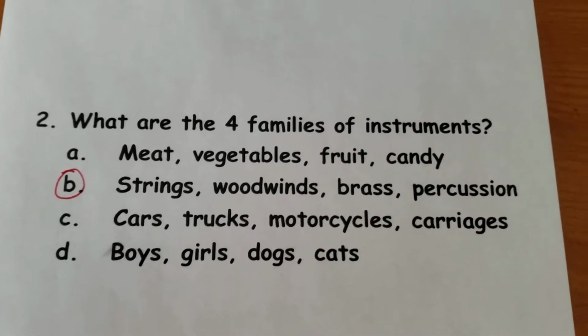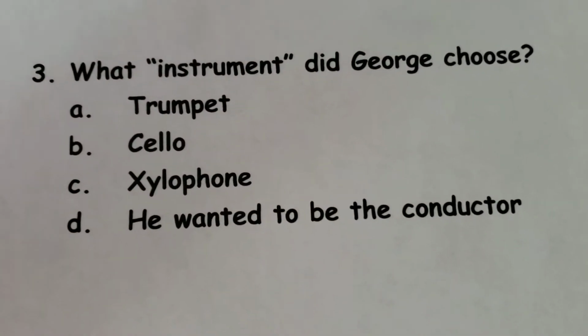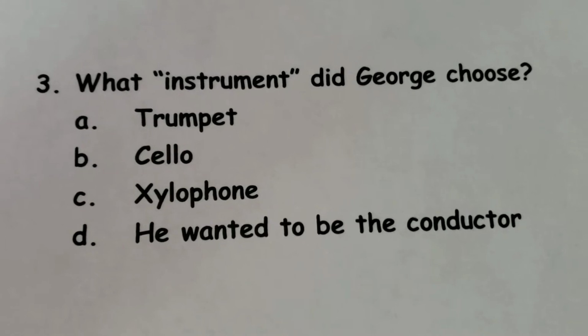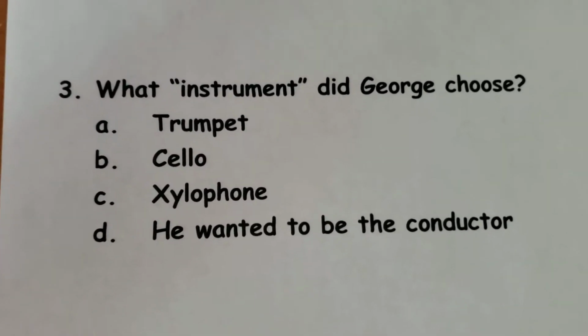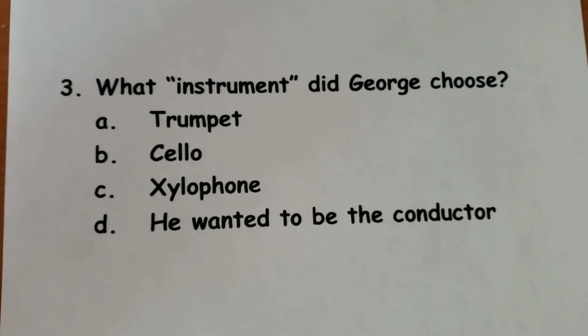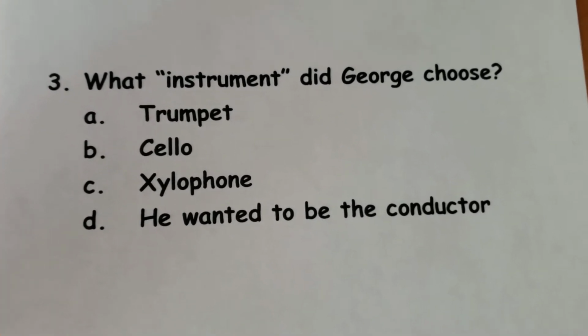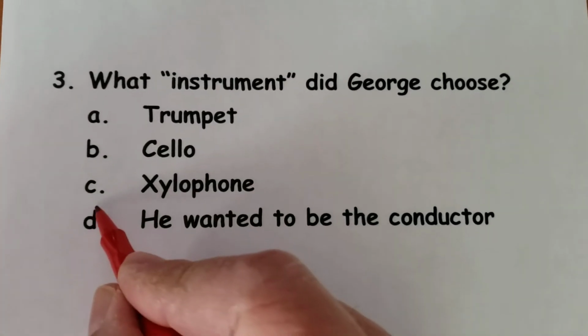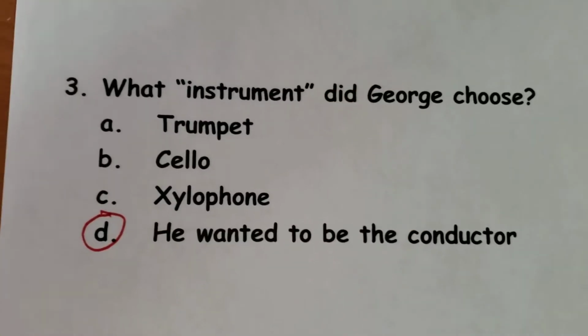All right, let's go to our third question. What instrument did George choose at the end of the video? Was it the trumpet, the cello, the xylophone, or he wanted to be the conductor? Well, you guys are smart, so you probably picked D. He wanted to be the conductor.